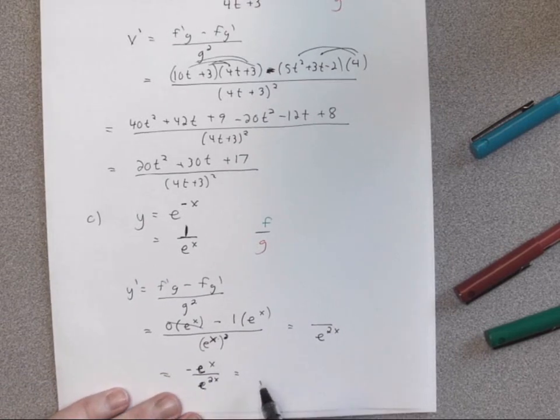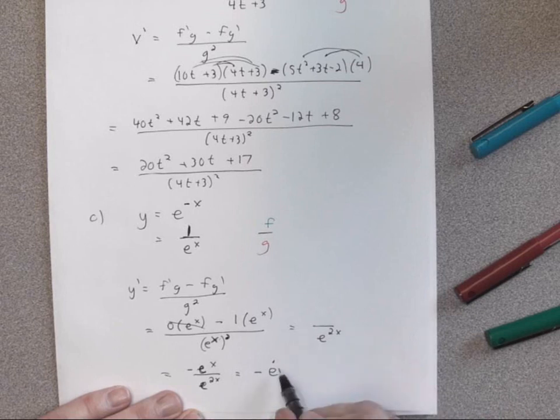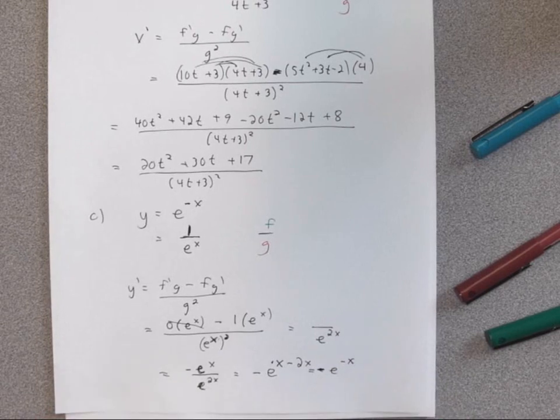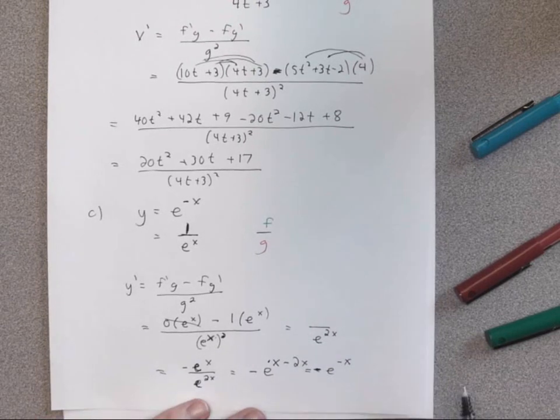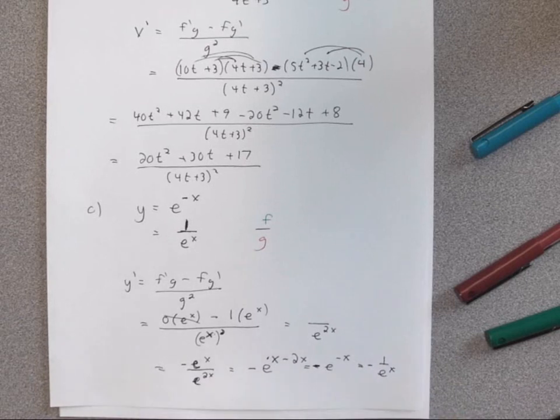So in order to divide, and the negative is going to come out front. In order to divide, you keep the base and you subtract the exponents. So the first exponent is an x, and then you're going to subtract the 2x. So this is minus e to the x minus 2x, which is going to be negative x. And again, negative x means it's on the bottom, so this is minus 1 over e to the x.